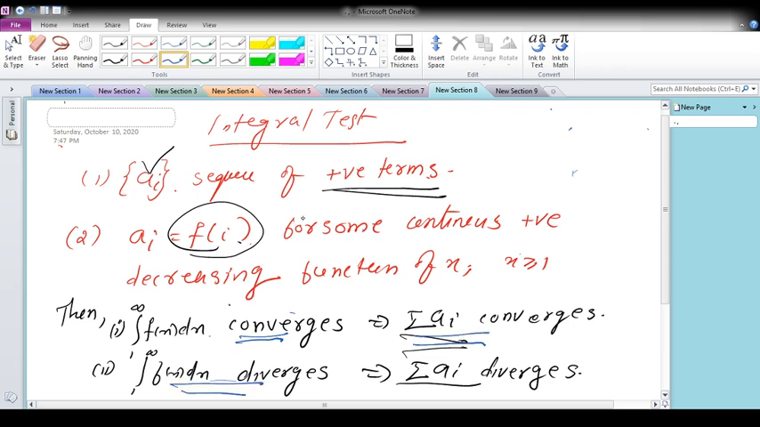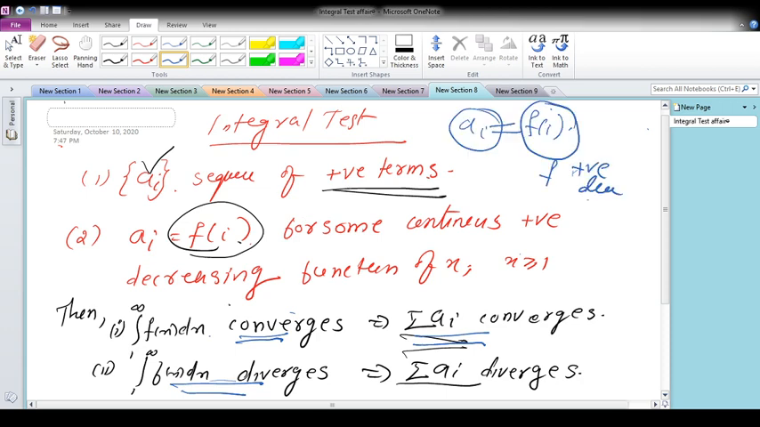So a_i is positive and a_i can be written as some function f. This f will be a positive, decreasing, continuous function. Then we can use this integral test. Here I will explain one problem.